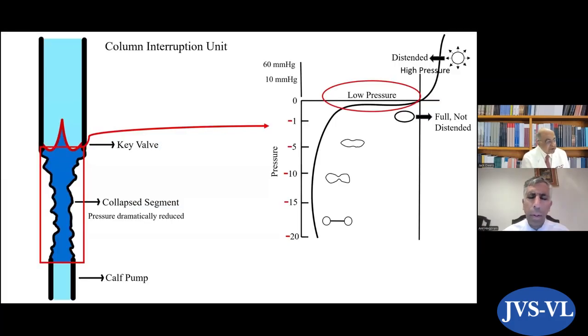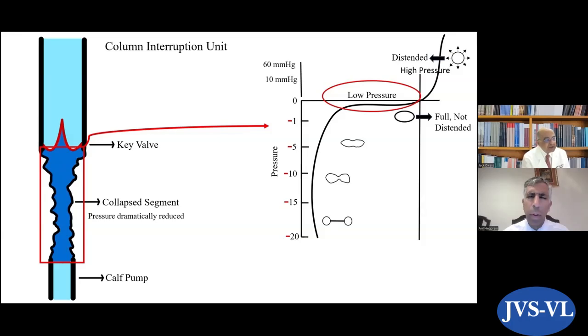Let's go back to that figure. Yeah, more or less concentrically. They may be irregular in shape, and then the pressure hits zero when the vein is full but not distended. That means the walls of the vein are not stretched. To get high pressure above zero, you really need to blow up the vein like a balloon, as you see here on the right-hand top side.